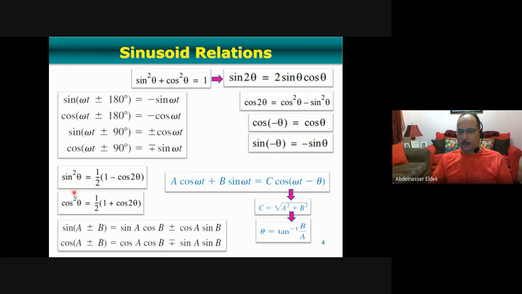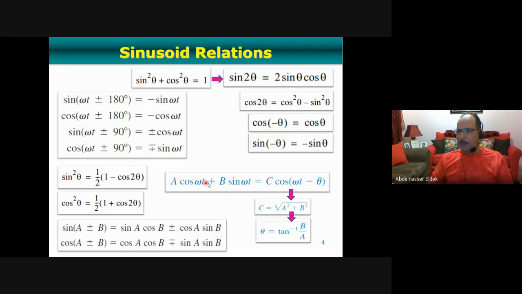Here, if you have sine squared or cosine squared, and you want to represent it in cosine 2 theta and so on, so if you want to remove this square, you represent it like this. Also, if you have two angles, A and B, and you need sine A plus B or A minus B, or cosine A plus B or A minus B, then this is the relation here.